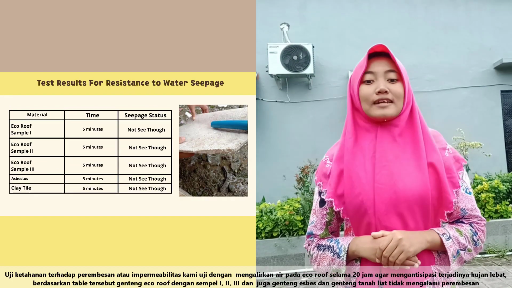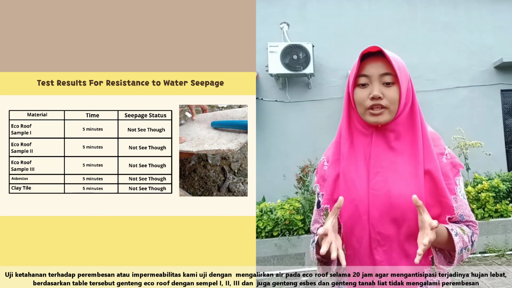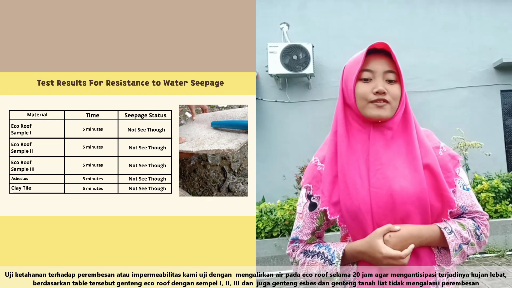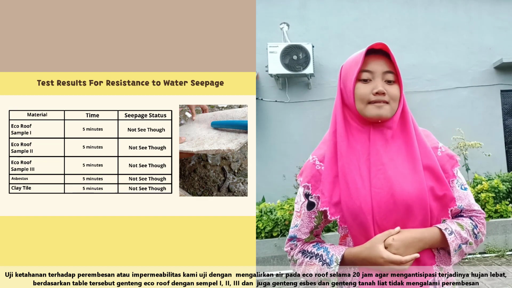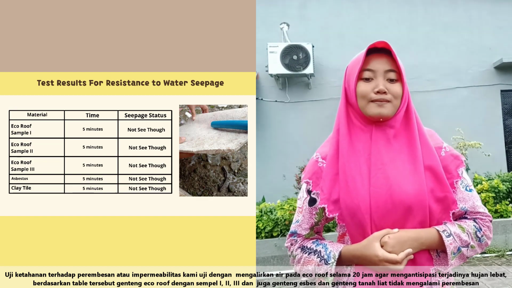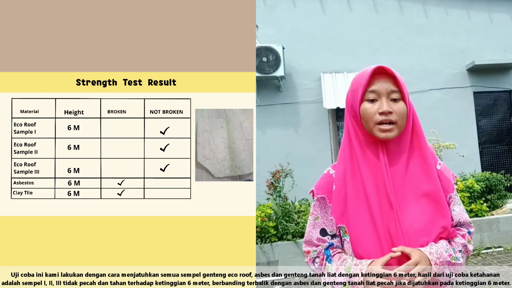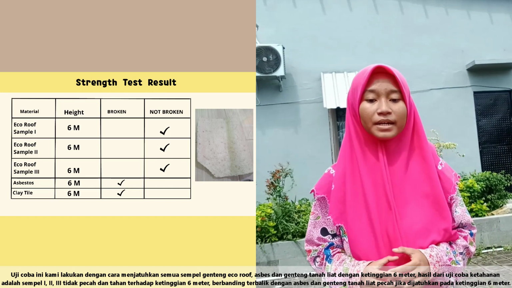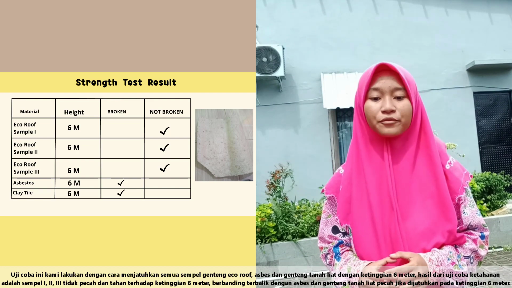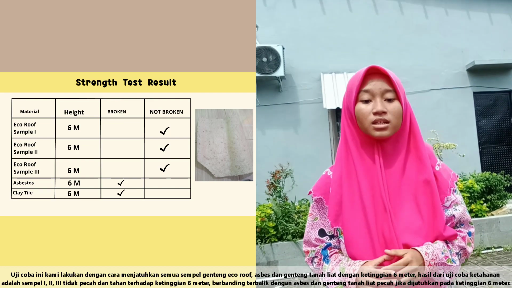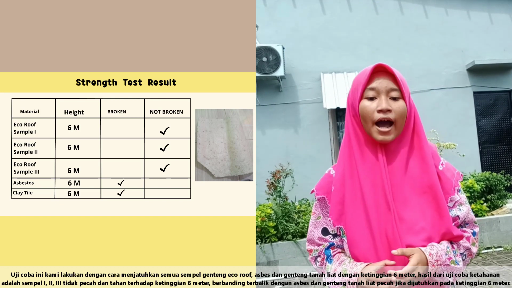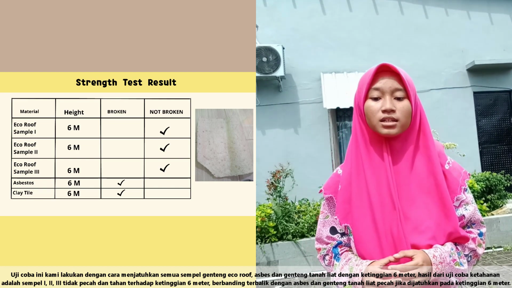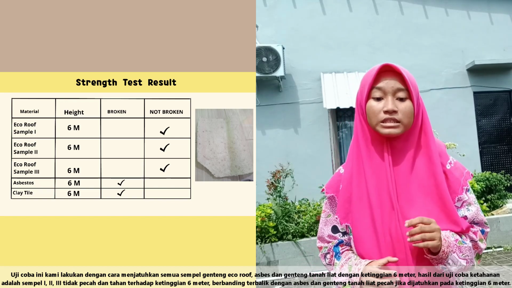We test the resistance to seepage or impermeability by running water on the eco roof for 20 hours to anticipate heavy rains. Based on the table, eco roof tiles of samples 1, 2, 3, as well as asbestos and clay tiles do not experience seepage. We carry out another trial by dropping our Ecoroof, asbestos, and clay tile from a height of 6 meters. The result is that samples 1, 2, 3 did not break and could withstand a height of 6 meters, inversely proportional to asbestos and clay roof tiles, which break if dropped at a height of 6 meters.